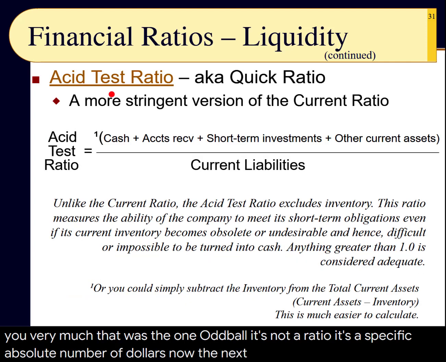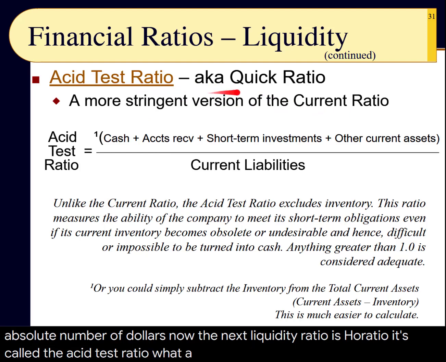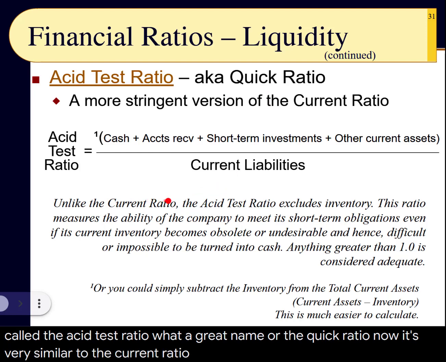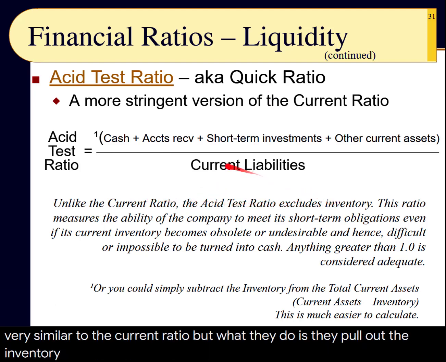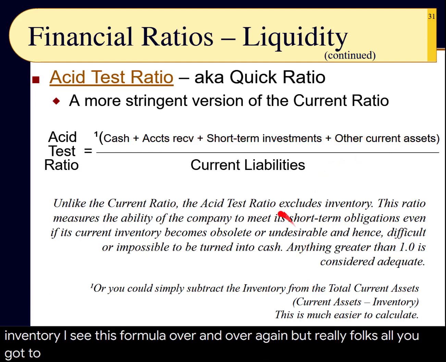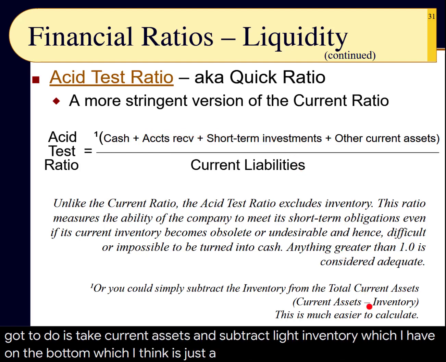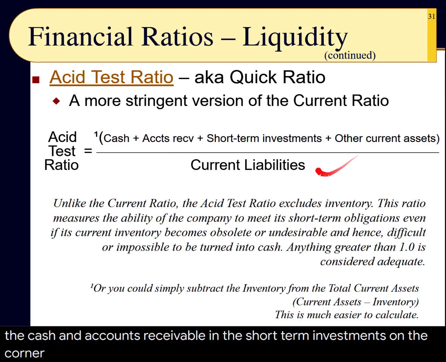Now, the next liquidity ratio is the more stringent version of the current ratio. It's called the acid test ratio. What a great name. Or the quick ratio. It's very similar to the current ratio, but what they do is they pull out the inventory. I see this formula over and over again, but really, folks, all you got to do is take current assets and subtract inventory, which I have on the bottom, which I think is just a whole lot easier. So why go to add the cash and the accounts receivable and the short-term investments and other current assets? Just take the current assets that we used in the previous 2 slides and pull out the inventory.